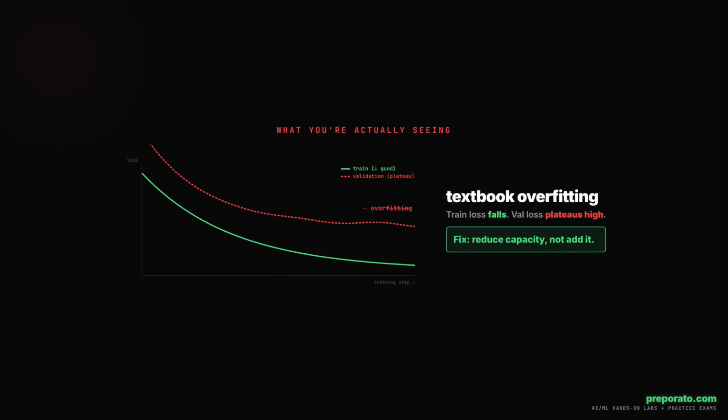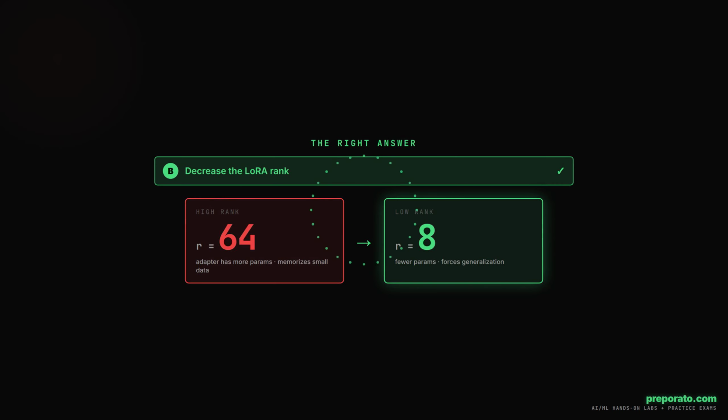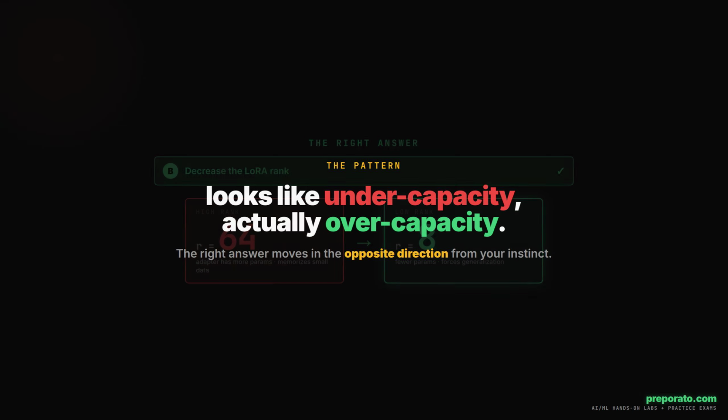What you're actually looking at is textbook overfitting, training loss falling while validation loss plateaus. The fix on a small dataset is to reduce capacity, not add more. The right answer is B, decrease the LoRA rank. Higher rank gives the adapter more parameters to memorize your training set with, which is exactly what you don't want when data is scarce. D would help if you could get the data, but the question asks about a parameter change, not a dataset change.